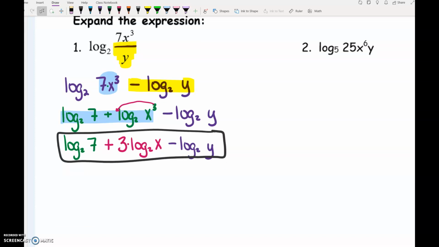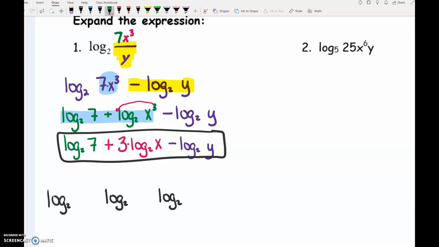Okay. When I am expanding, I know that there are these three properties, a property involving multiplication, division, and exponents. So I'm going to look inside the original log and see how many things I have in there. I have the 7, I have the x to the third, and I have the y. There are 3 things inside that log. So I'm going to have log base 2 of something, log base 2 of something, log base 2 of something. I know there's going to be 3 logs because there are 3 things inside that original log.